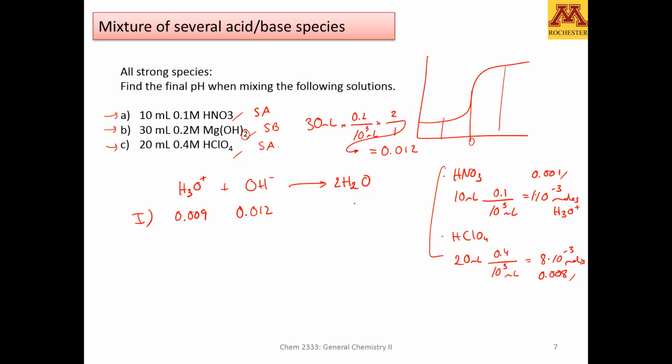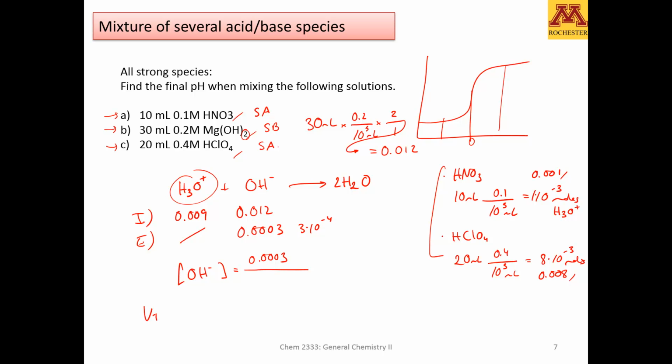Alright, so at the end, since the coefficient is 1 to 1, this is going to be my limiting reagent, and what I will have left is 0.003 moles of OH. So the result is going to be a basic solution. So let's calculate the concentration of OH negative, because all the hydronium is gone. 0.003, or 3 times 10 to the negative 3, if you will, divided by the total volume.